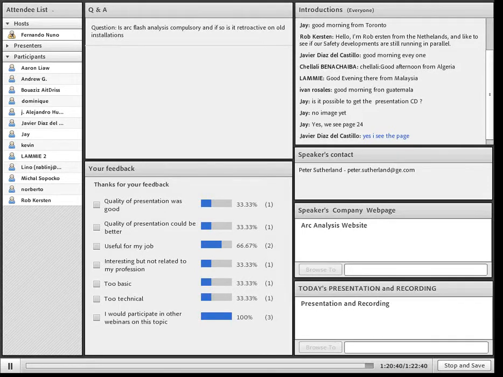So is arc flash analysis compulsory, and if so, is it retroactive to old installations? Thank you. It is compulsory in the United States, and it is retroactive on old installations. I can't speak for other countries, though.